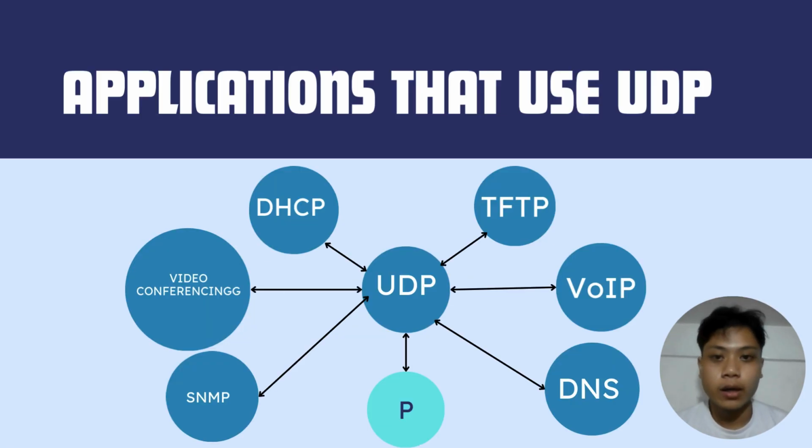So given here are some examples of applications that use UDP, and UDP is used by applications that can handle some data loss but require low latency. Examples are SNMP, video conferencing or live streaming, DHCP, TFTP, voice over IP, or domain name system.